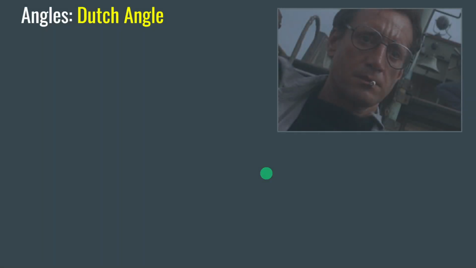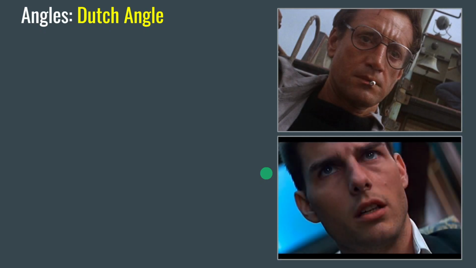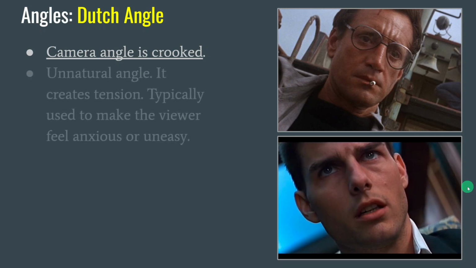A Dutch angle is a very fun one because the camera is crooked for this one. And again, this is very unnatural. We don't normally structure our shots like this. We want it to point straight on. So we'll usually do this to create tension.